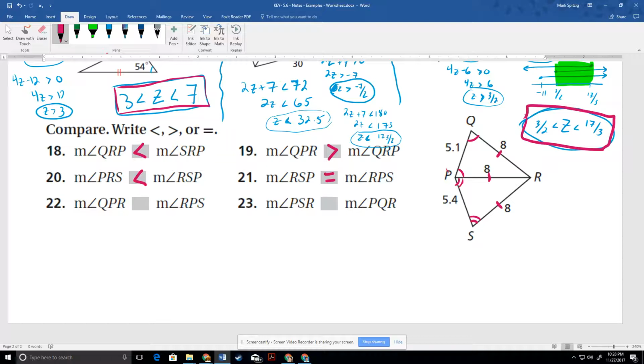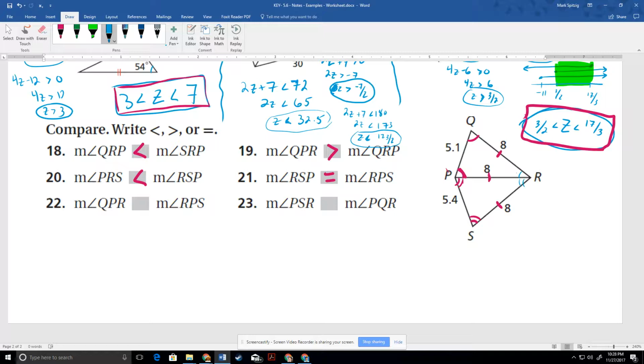So if this is 5.1, we already know that this angle right here is smaller than this angle right here. Okay. And so if this angle is smaller and these two are the same, that must make this angle bigger than this angle, right? I'm just going to mark it as a different color. So we know that this is smaller than this.